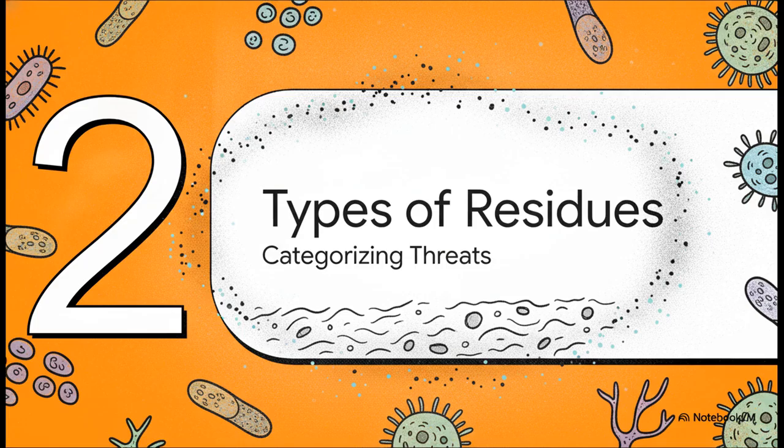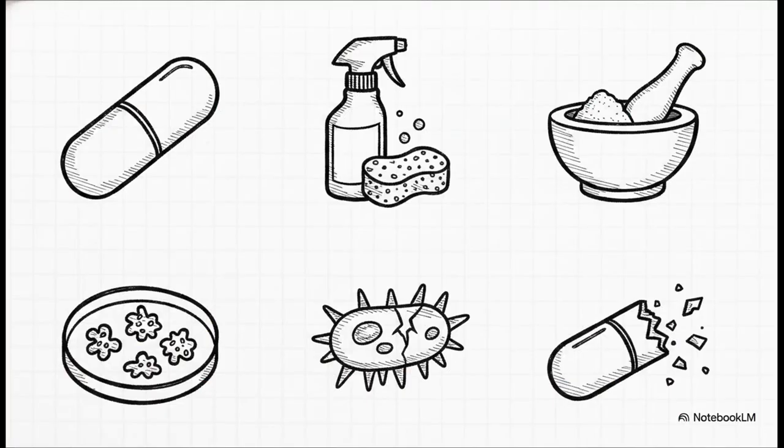Moving on to Section 2, the 6 types of residues. Let's actually categorize these microscopic threats we're hunting down. So there are 6 distinct categories of residues we have to control. First, we've got our active pharmaceutical ingredients, or APIs. These are the usual suspects, right? The actual drug compounds from the previous batch.